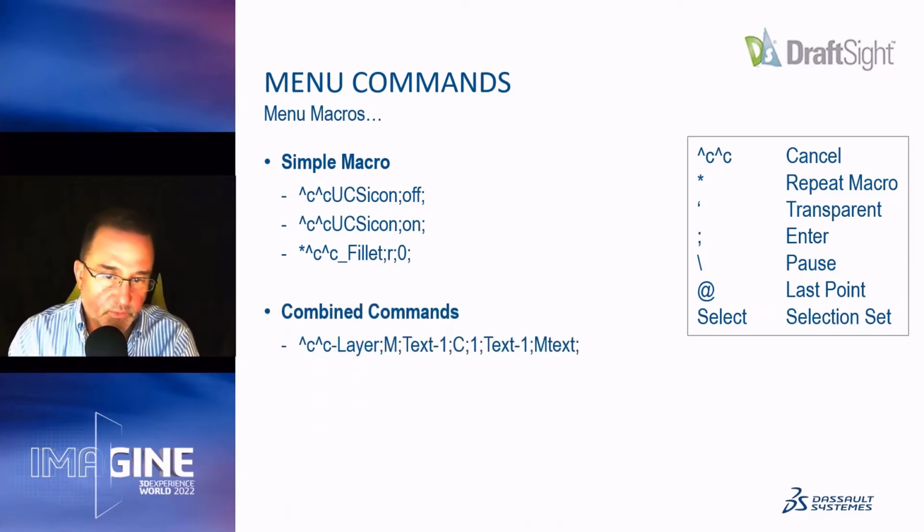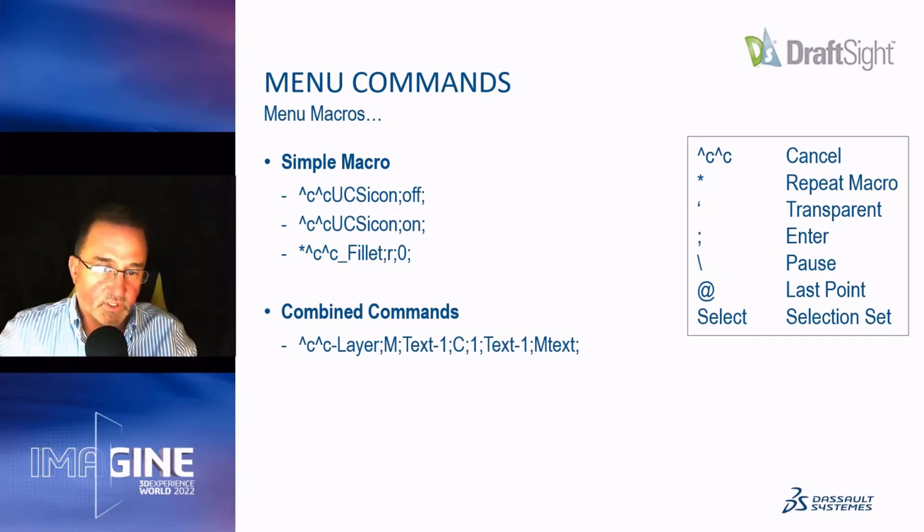But let's look at a couple others. For instance, let's say I want to combine some commands together. For instance, I want to combine the layer command with the text command. I want to be able to place a piece of text on a layer that I know is going to be a certain layer.